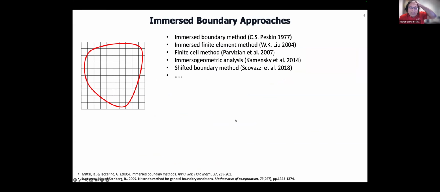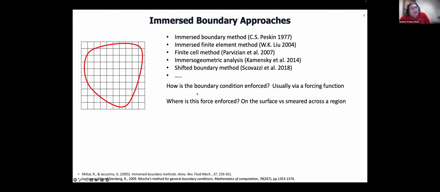So now let's say I'm giving you an implicit level set, an implicit neural representation. How do you actually use that in an analysis pipeline? The natural alignment is through immersed boundary methods, right? So immersed boundary methods essentially immerse your surface, in this case an explicitly defined surface, not an implicit surface, that I show in this picture, in a background mesh, right? And then the key questions are, how should the boundary conditions that are originally on this red surface be enforced on the background mesh? And usually via a forcing function. And where is this force enforced, right?